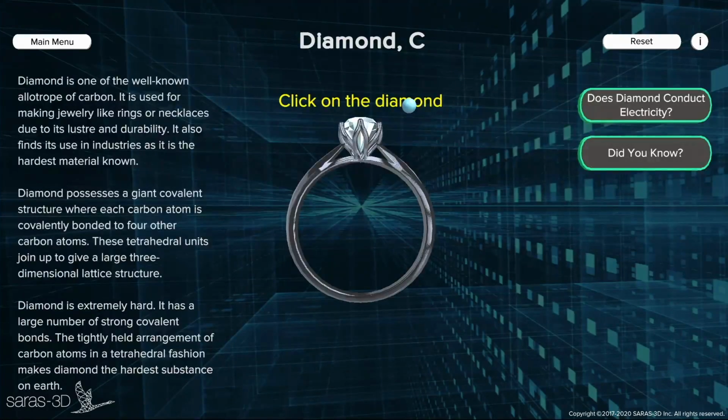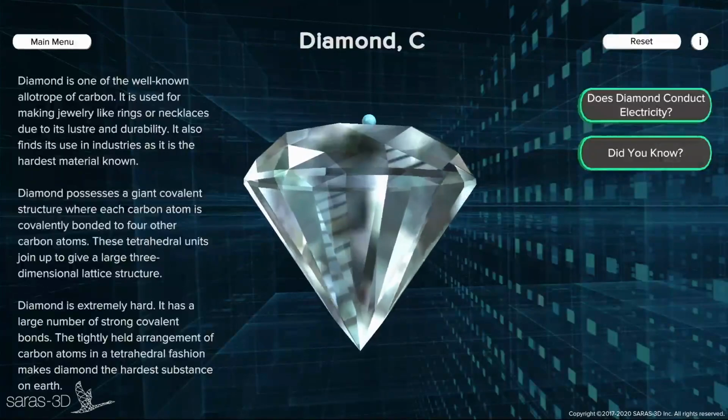Now, diamond is one of the well-known allotropes of carbon. It finds its use in making jewelry like rings and necklaces. And why? Because of its lustrous nature as well as durability. Now, we know that diamond is the hardest material known, and so it finds its use in industries as well.